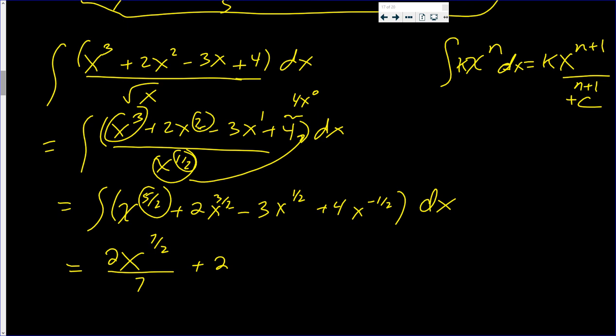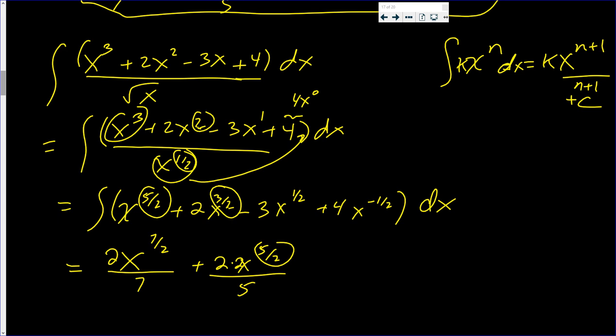So then you get 5 over 2. You have to divide by that power. Minus 3. You add 1 to that power, you get 3/2, and then you divide by 3 over 2. And the 3's happen to cancel.